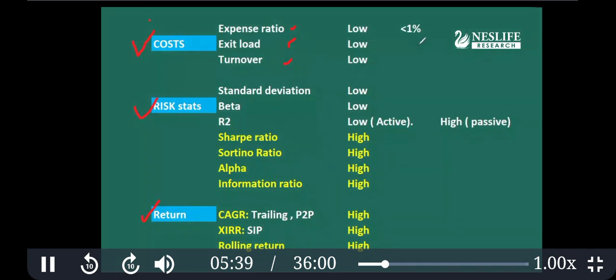This is easily available when you click on Value Research and click on the other tab, you get this information. Then when you click on risk stats, you get the standard deviation, the beta, the R square, the Sharpe ratio, Sortino ratio, and alpha information.